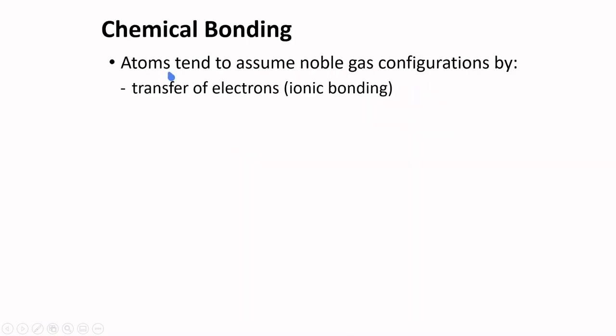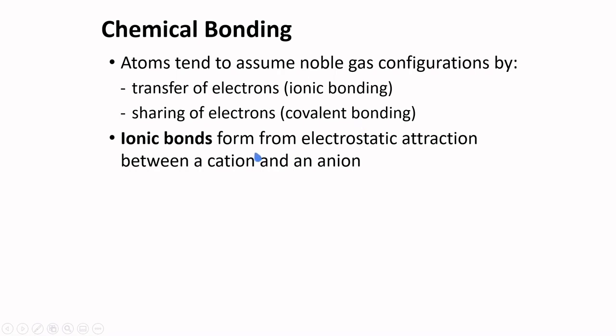Atoms tend to assume a noble gas configuration by transfer of electrons. Once electrons are transferred or accepted, the atoms will become charged, and here ionic bonding will occur. If atoms share their electrons, there will be covalent bonding.